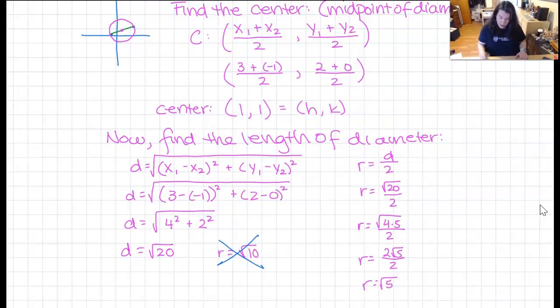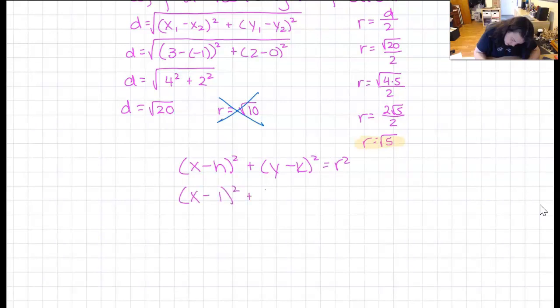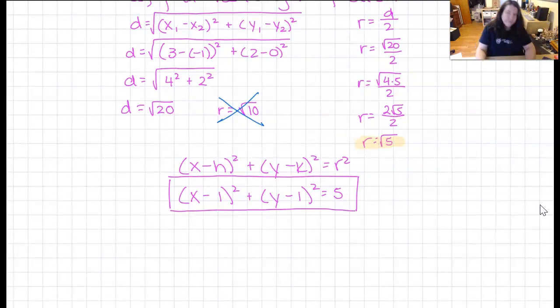And there we go. We now know everything that we need to know. So we're ready to go ahead and write the equation of the circle. Remember, we know h, k is 1, 1. And we know r is the square root of 5. So, x minus h squared plus y minus k squared equals r squared. h was 1. k was 1. r is root 5, so you square it and you get just 5, and there is your equation of the circle. Ta-da!